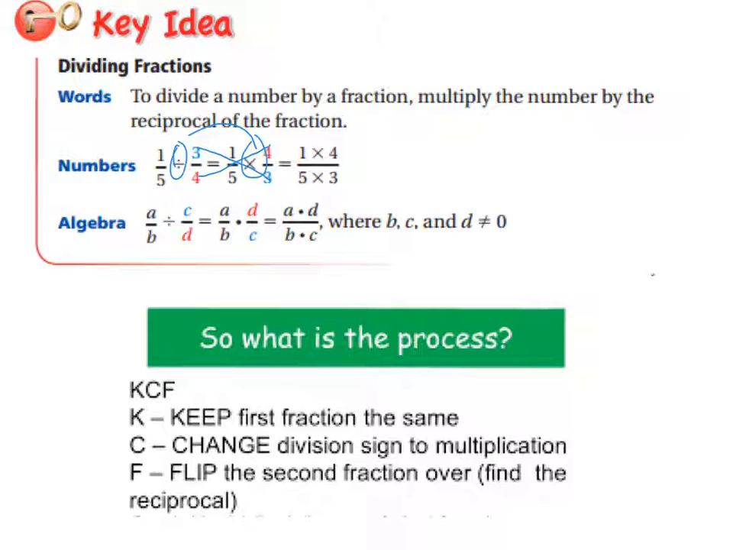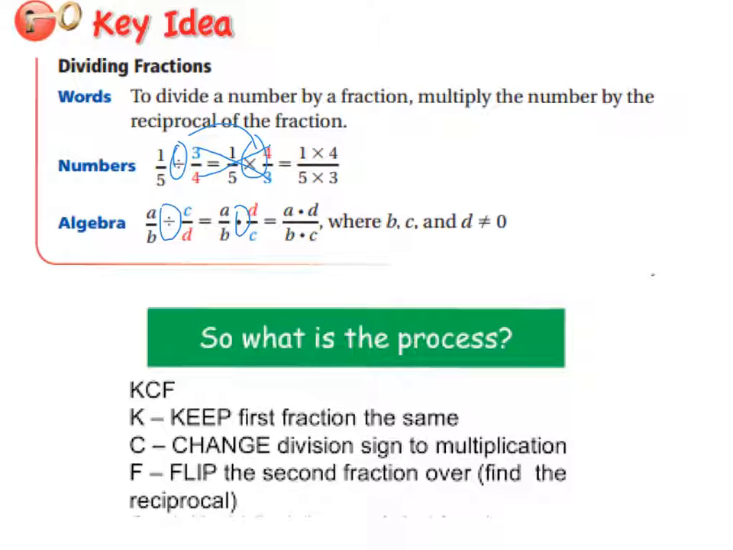In algebra, a over b divided by c over d. Again, we keep the first fraction the same, a over b. We're changing the division sign to a multiplication sign. And then we are inverting, or putting the reciprocal of the second fraction. So c over d becomes d over c. And then multiplying numerators, a times d is the numerator, and b times c is the denominator, where b, c, and d cannot equal 0.